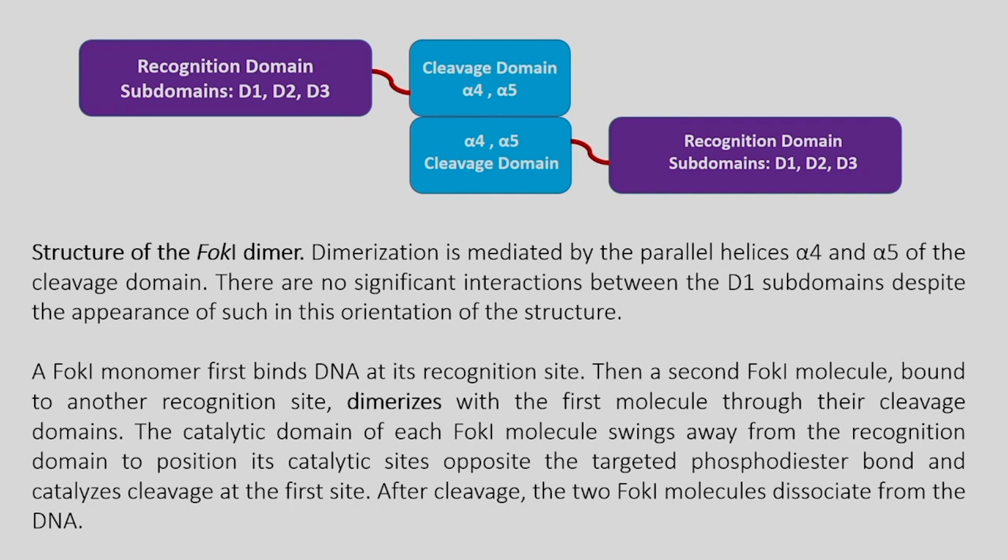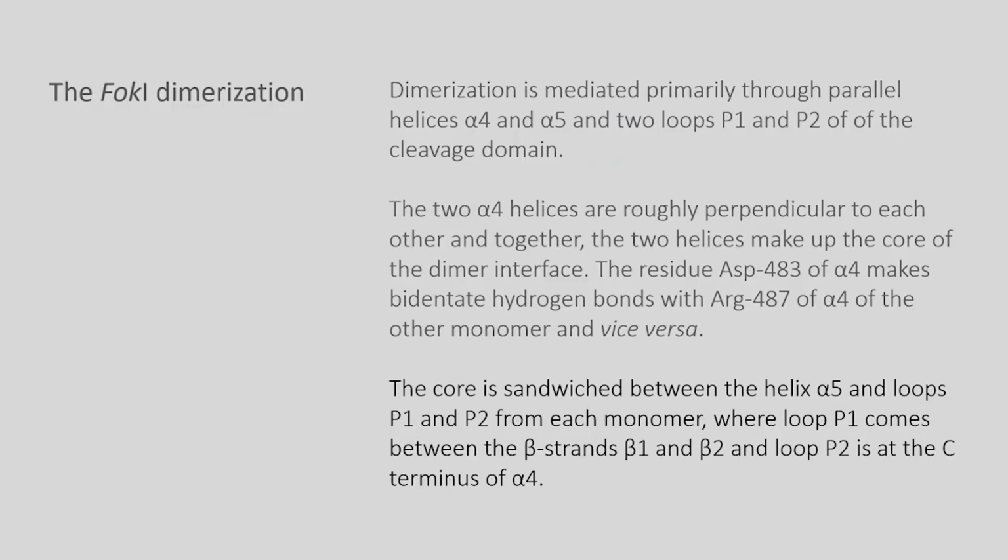A FokI monomer first binds DNA at its recognition site, then a second FokI molecule bound to another recognition site would dimerize with the first molecule through their cleavage domains. The catalytic domain of each FokI molecule swings away from the recognition domain to position its catalytic site opposite to the targeted phosphodiester bond and catalyzes cleavage at the site. After cleavage, the two FokI molecules dissociate from the DNA.